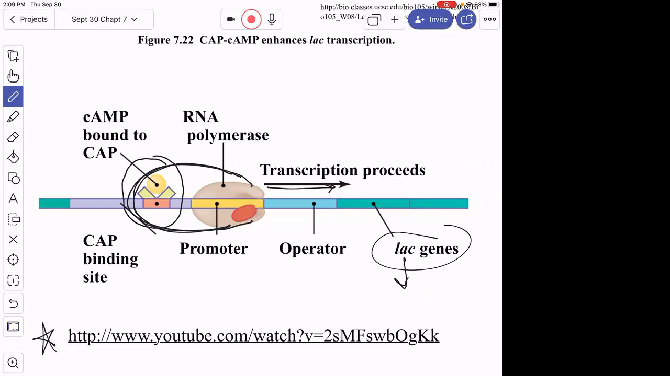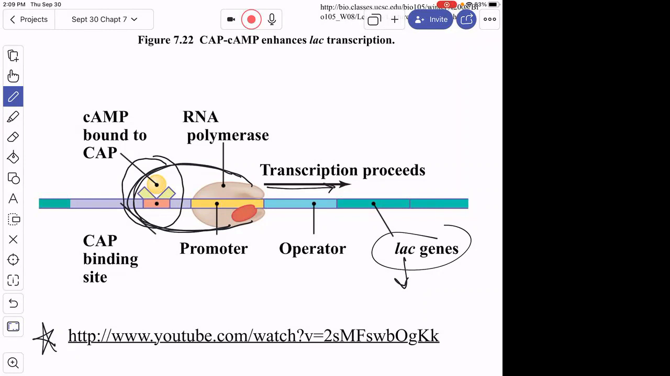Okay, another question. So for the RNA polymerase to transcribe, it needs the lactose to bind to the repressor and the loop in the operator, plus this to bind to that binding site. Right, it needs both things. Lactose has to bind to the repressor as well as the cyclic AMP and the CAP protein.